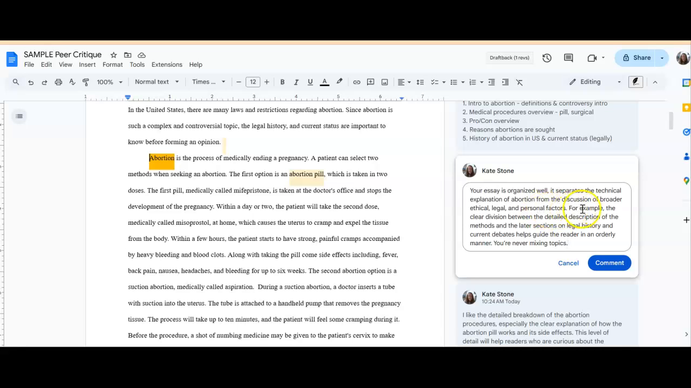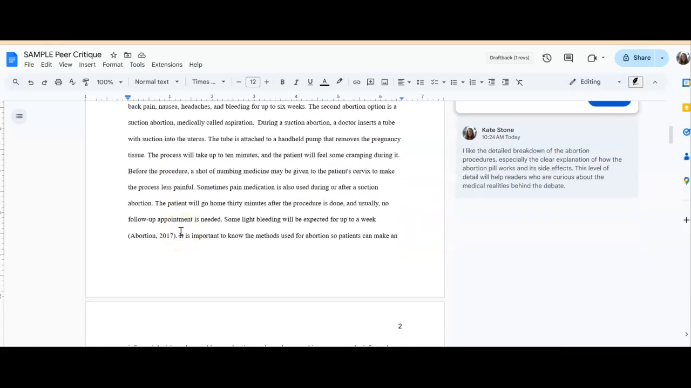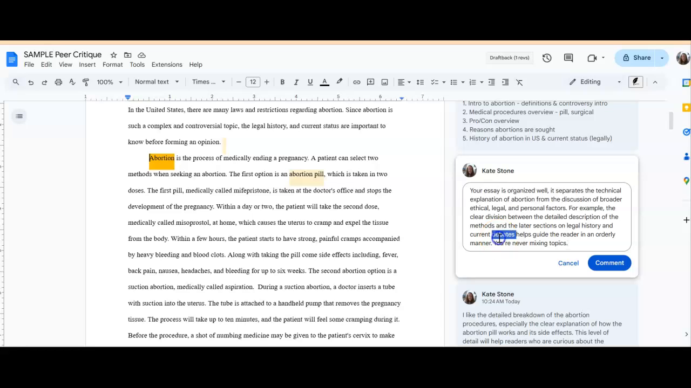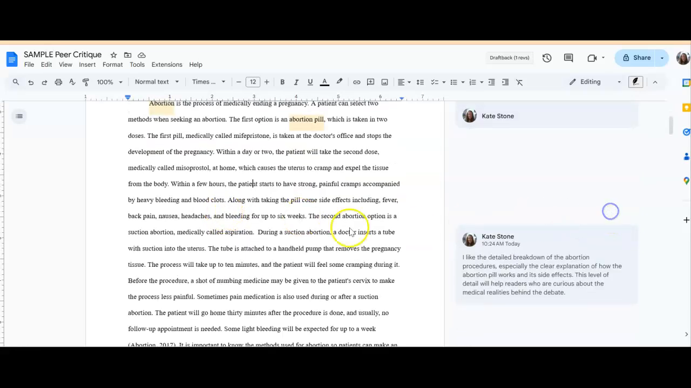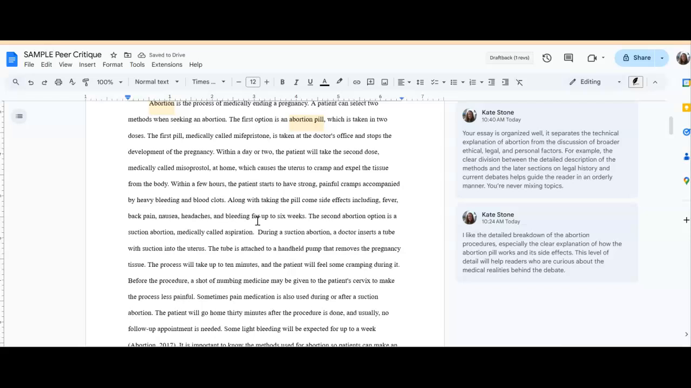So one of the examples I gave was there's a very clear division between the detailed description of different methods, right? And then later, I say this here at the very end, they're never mixing up their topics, right? If abortion is the process of medically ending a pregnancy, the whole paragraph is focused on that. They're never going to anything else. So the focus is very clear, paragraph by paragraph.